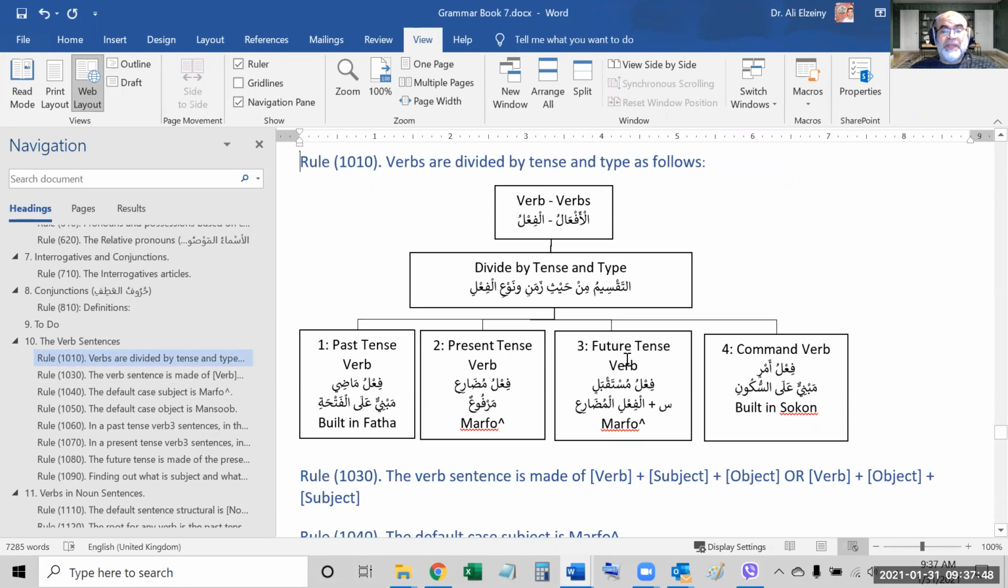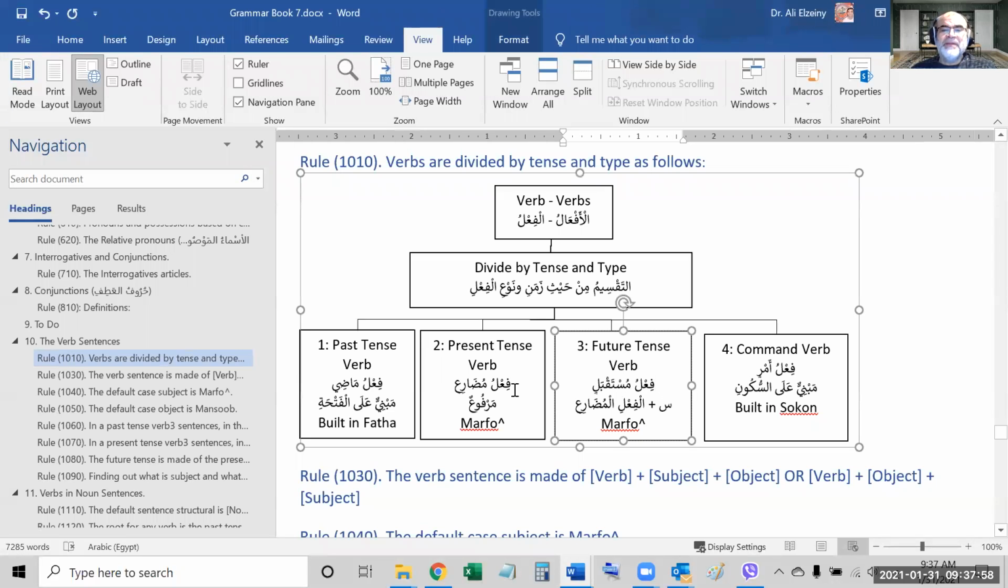Now, the future tense is exactly the present tense, you just add seen before it. So, يأكل, سيأكل. Play. يلعب, سيلعب. ينام, سينام, sleep. يشرب, drink, سيشرب will drink in the future. So you see, all you need to do is just take the present tense, put seen before the present tense, it becomes future tense. It's very simple.